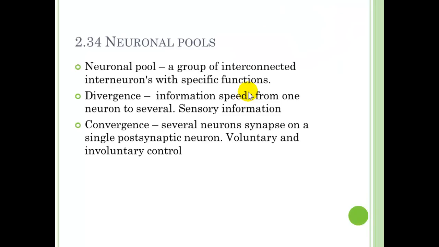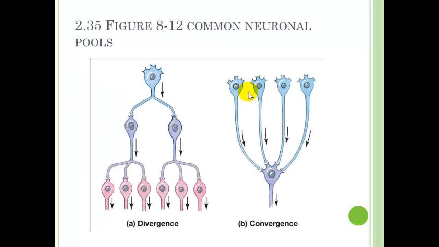Neuronal pools. Neuronal pool is a group of interconnected interneurons with specific functions. We have something called divergence. Information speeds from one neuron to several, and this is like speedy delivery. I'll show you in just a second. Sensory information. And then we have convergence, several neuron synapses on a single postsynaptic neuron, and this is voluntary and involuntary control that this will control here.